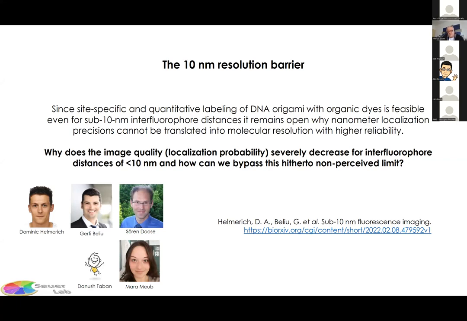While with these nuclear pore complexes we can still discuss the labeling efficiency, we can use DNA origami, and there quantitative labeling is no issue. So it remains open: why, out of 10 fluorophores, are only 5 or 6 detected using these technologies? So this points to the lower image quality achieved being mainly due to the localization probability of these fluorophores decreasing substantially in the sub-10 nanometer regime.